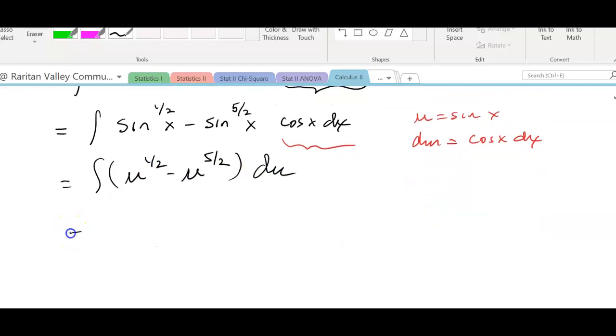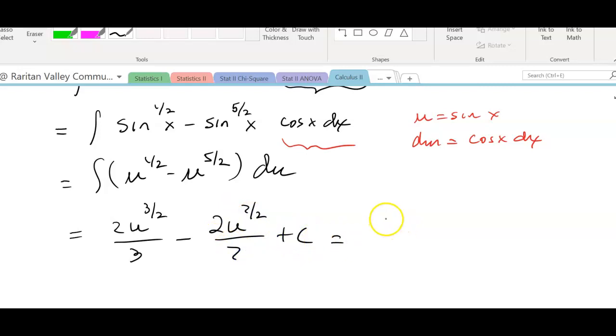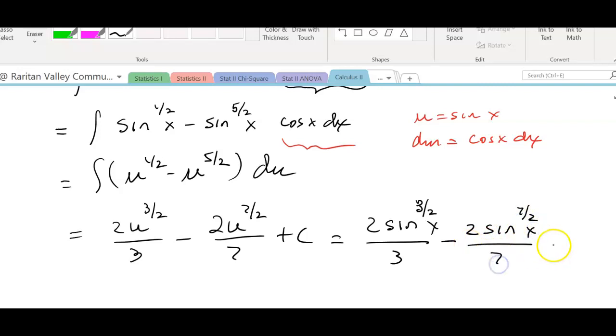I can easily integrate that just using power rule. If you can get back to power rule, life's just so much easier. So power rule, raise it, divide by 3/2 multiplied by 2/3. That goes up to 7/2. And last step, just plug your u back in. So it's actually 2 sine to the 3/2 x over 3 minus 2 sine to the 7/2 x over 7 plus C. And there's your answer. All right?